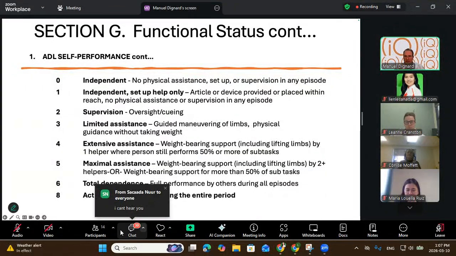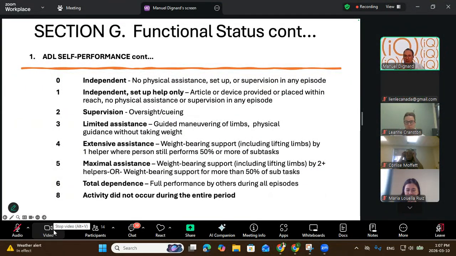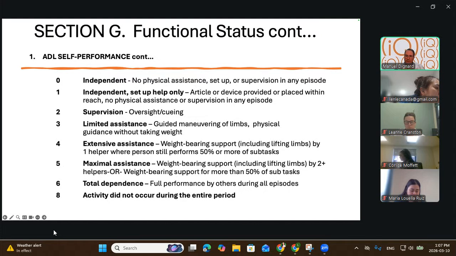of Section G is we're focusing on the residents' ability to perform their daily self tasks over the last 3 days. We're not asking what they could do ideally, right? We are documenting what they actually did and how much support they needed from others.